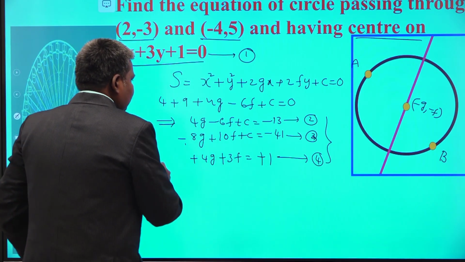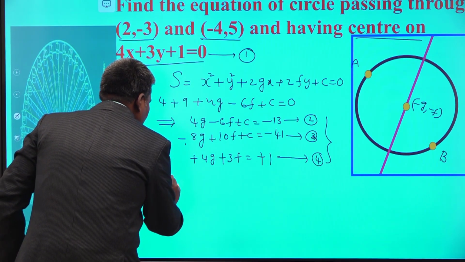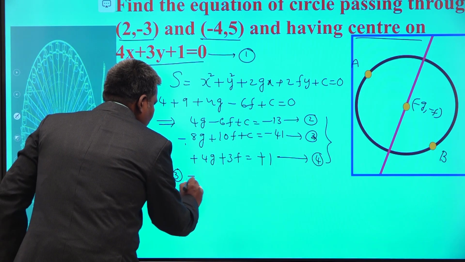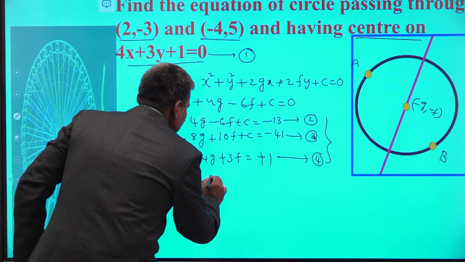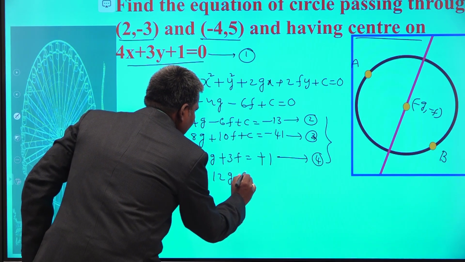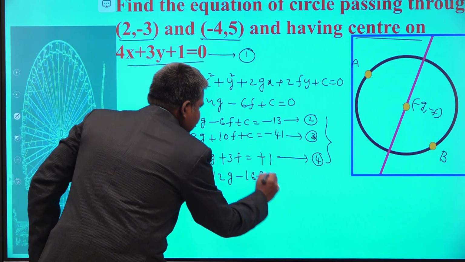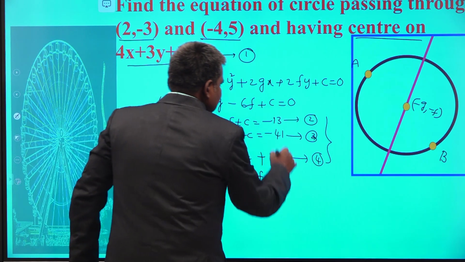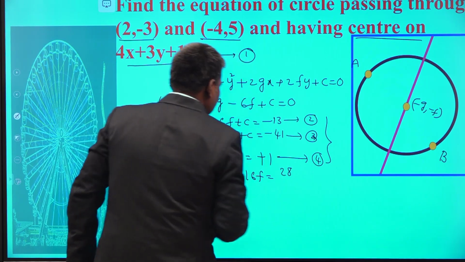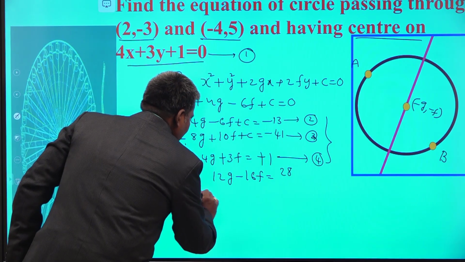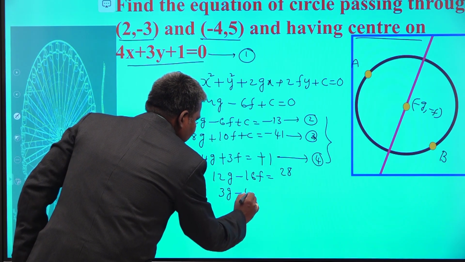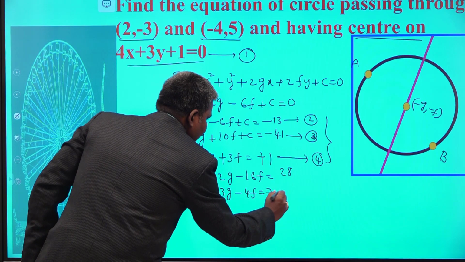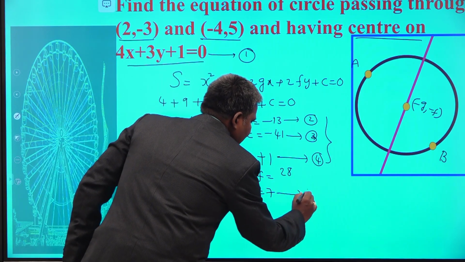For that, I am going to do 2 minus 3. What happened? 2 minus 3: 4 minus of minus 8, that is 12g, minus 16f is equal to, c gets cancelled, is equal to plus 28. Am I correct or not? You can cancel out by 4. 4 3s are 12, so 3g minus 4f is equal to 7. This is equation number 5.